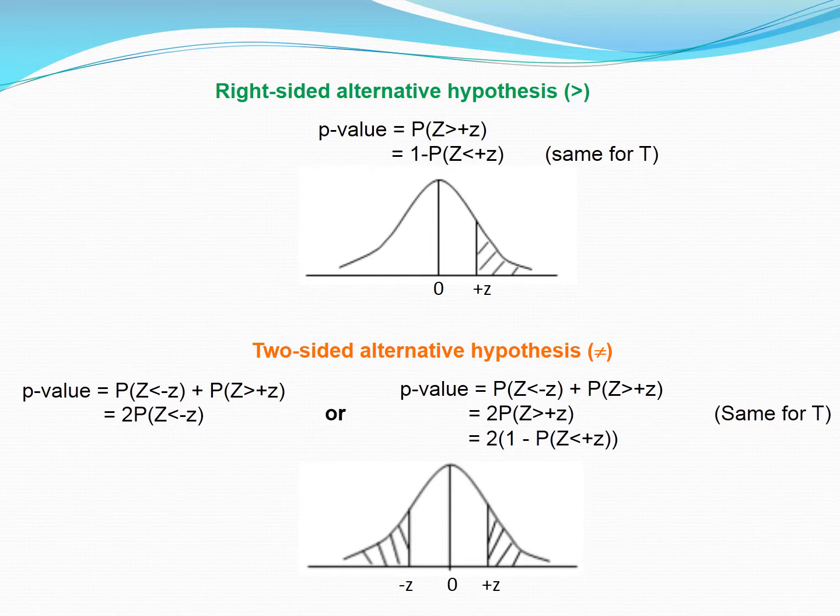Or if you want to take the longer route, you can say that your p-value will then be 2 times the probability that Z is more than a positive Z value, and then you will have to do the 1 minus thing. And this will also be applicable to the T table.